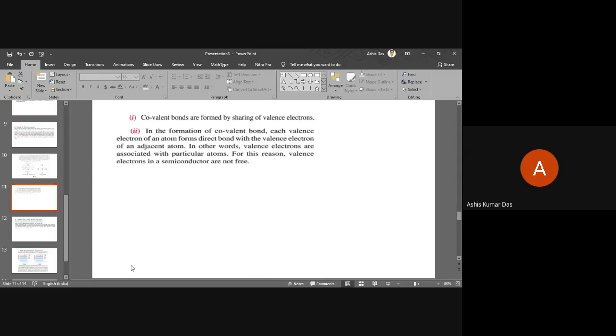In this case, covalent bonds are formed by sharing the valence electrons. In the formation of this covalent bond, each valence electron of an atom forms a direct bond with the valence electron of the adjacent atom. In other words, the valence electrons are associated with particular atoms, and in this case we can see the valence electrons in the semiconductors are not free.